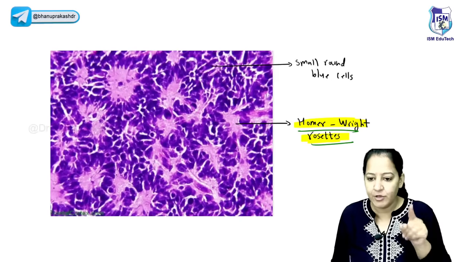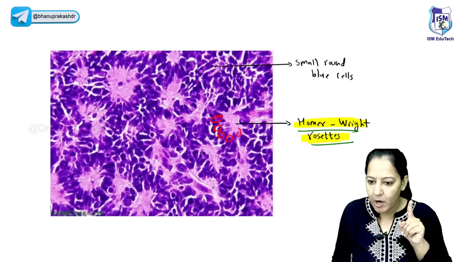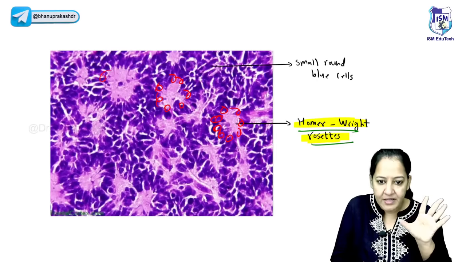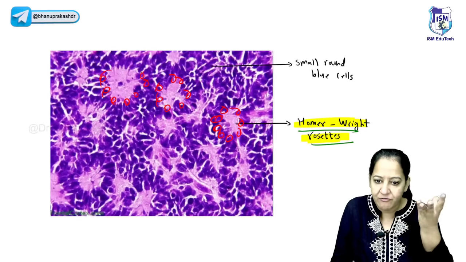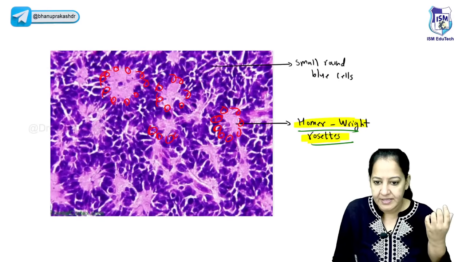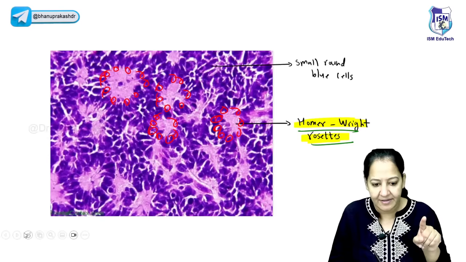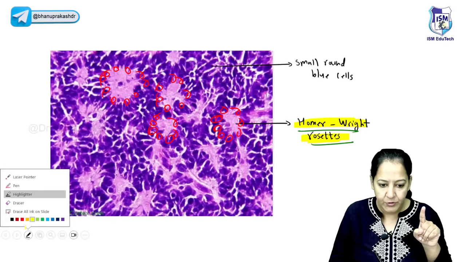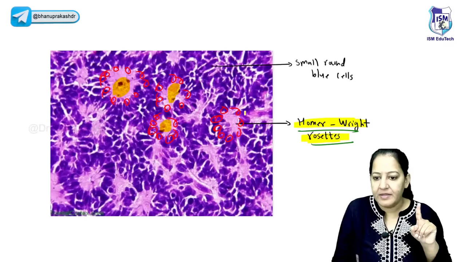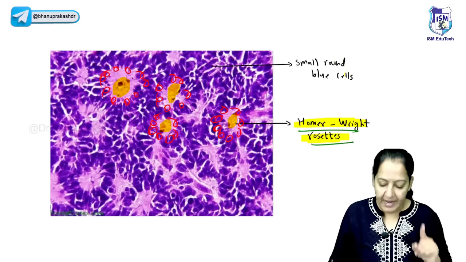See the tumor cells. These are the tumor cells, they are surrounding something at the center. They are forming small rosettes. Rosette means a flower-like structure. Can you see? These all are rosettes. What is present at their center? In all of them, you can see the center contains a pink color material. That is known as neuropil. And that is the first thing.